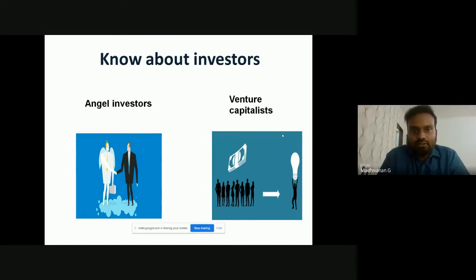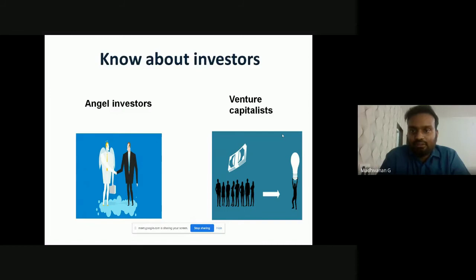So basically, there are two types of investors: angel investors and venture capitalists. Angel investors are individual investors who may be a businessman or a founder of a startup who had an exit strategy and has a lot of money. These people help early stage startups. They will invest a minimum amount into a startup and have an exit strategy where they take their money out with big returns on investment. So basically, they are individual investors.